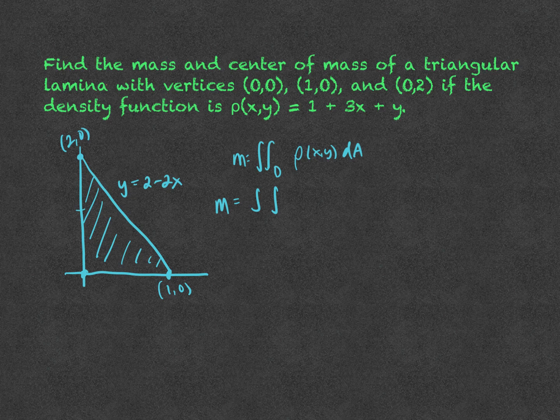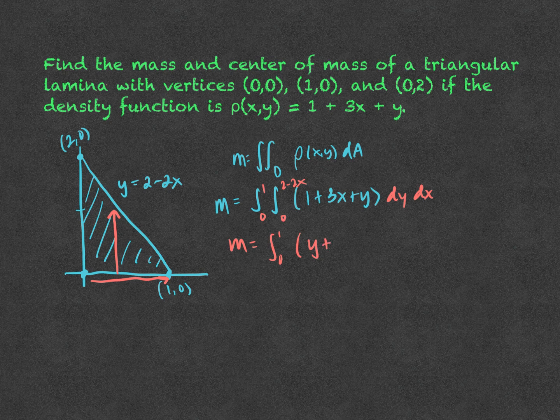This is our mass, keep in mind. Our rho is 1 plus 3x plus y. And we need to think about this figure. I'm going to go from 0 to 2 minus 2x with respect to y, and then with respect to x, I'm going to go from 0 to 1. So then we're going to compute the mass. We're going to integrate from 0 to 1. When we integrate with respect to y, we get y plus 3xy plus 1/2 y squared, and these bounds are from 0 to 2 minus 2x. And then we're going to integrate with respect to x afterwards.